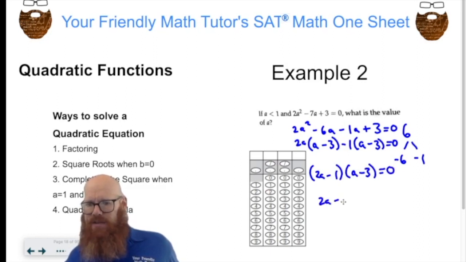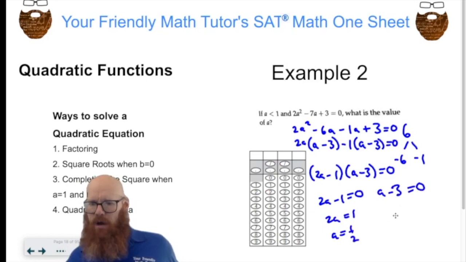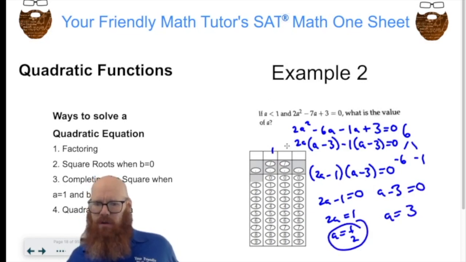And if I set each one of these equal to 0, I get 2a equals 1 and a equals a half. If I set a minus 3 equal to 0, I'll get a equals 3. It says that a is less than 1, so I'm going to choose this answer. So the answer is 1/2.